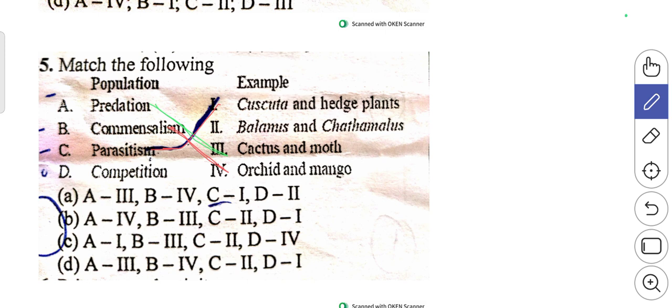So C1 is the right answer. Then the competition, that is between Balanus and Chthamalus. So for this, A3 is the right answer. B4, C1, D2. So this one will be the right answer for this question.